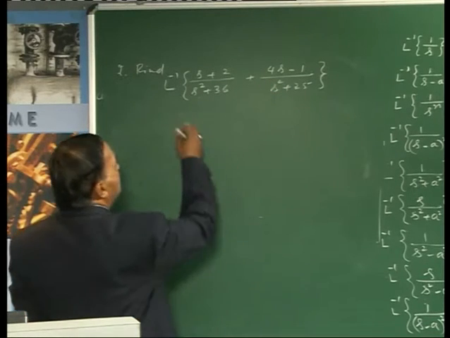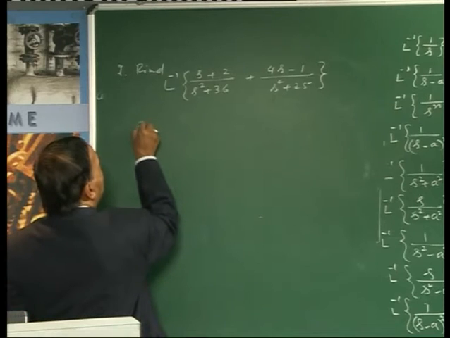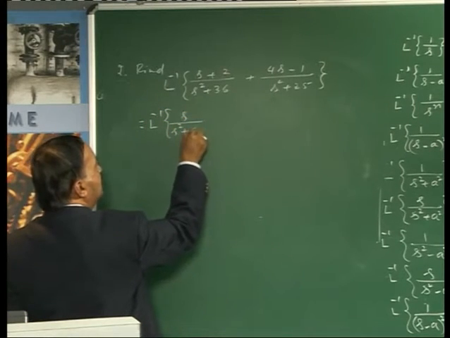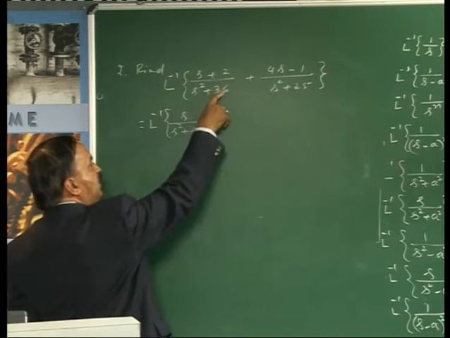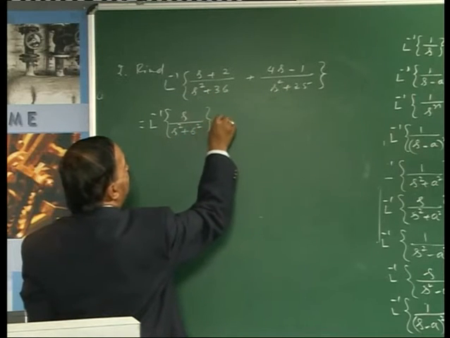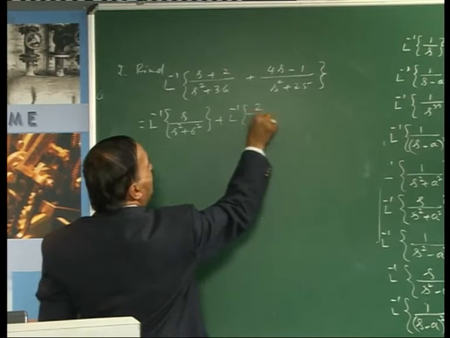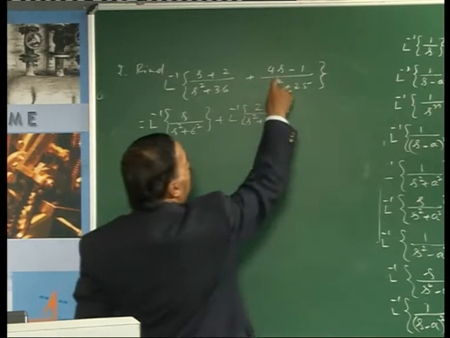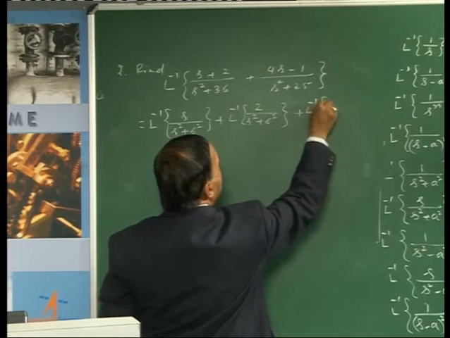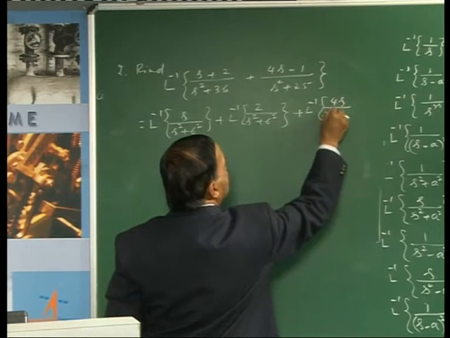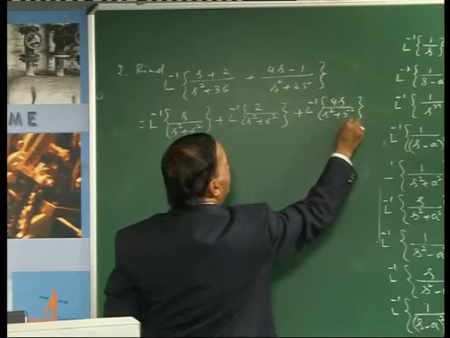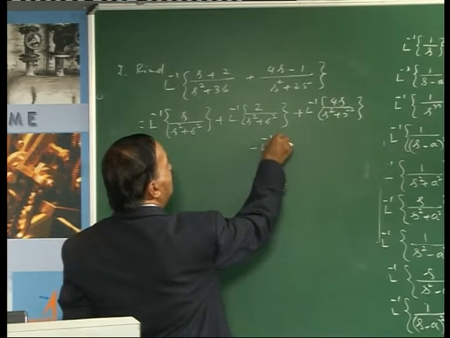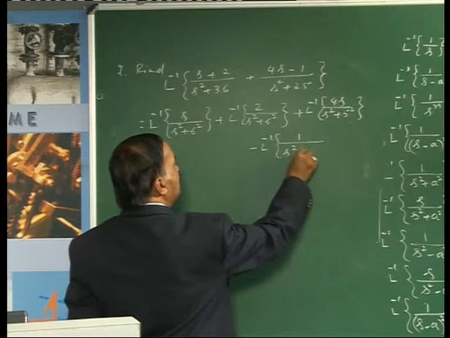That is, first you separate all the four terms. That is equal to L inverse of s divided by s square plus 36, or 6 square, 36 is equal to 6 square, plus L inverse of 2 by s square plus 6 square, plus 4 into L inverse of s by s square plus 5 square, yeah, 25 is equal to 5 square, minus L inverse of 1 by s square plus 5 square.